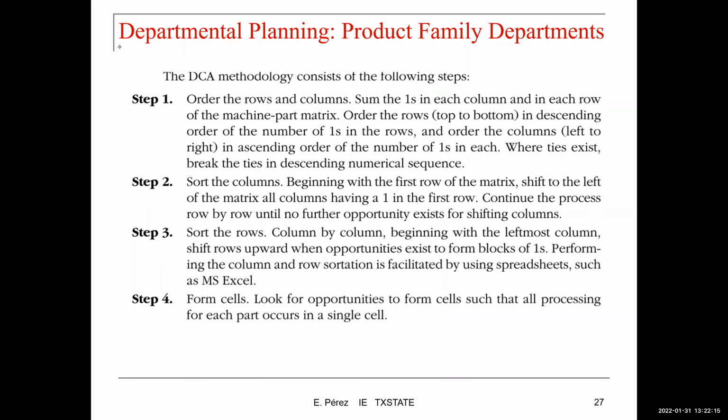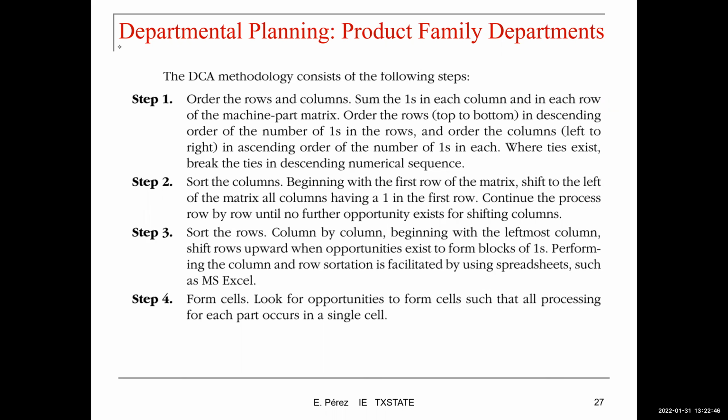So step 1, we need to order the rows and columns, sum the ones in each column and in each row of the machine part matrix. Then we're going to order the rows top to bottom in descending order of the number of ones in the rows, and order the columns left to right in ascending order of the number of ones in each. Where ties exist, we're going to break the ties in descending numerical sequence.